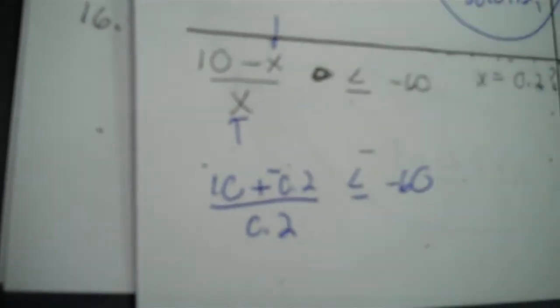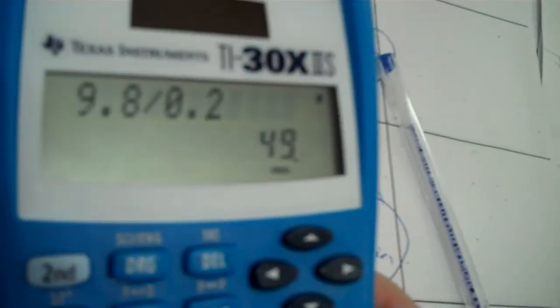So I find out what the top is before I divide, because I know I have to divide, but I need to figure out what we have on top. So I go 10 plus negative 0.2, and that's going to be 9.8. Then I will take 9.8 and divide it by 0.2 and I get 49. Now if I have a positive and a negative, the positive is always bigger. Does it eat the positive? No. So it's not a solution.